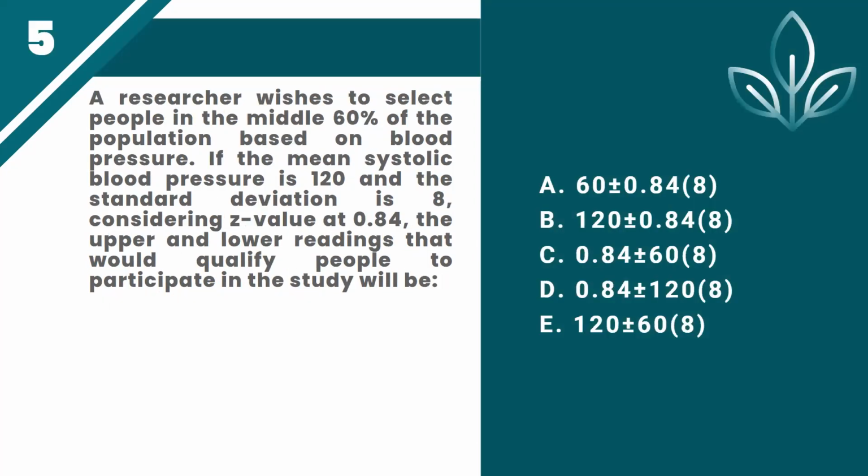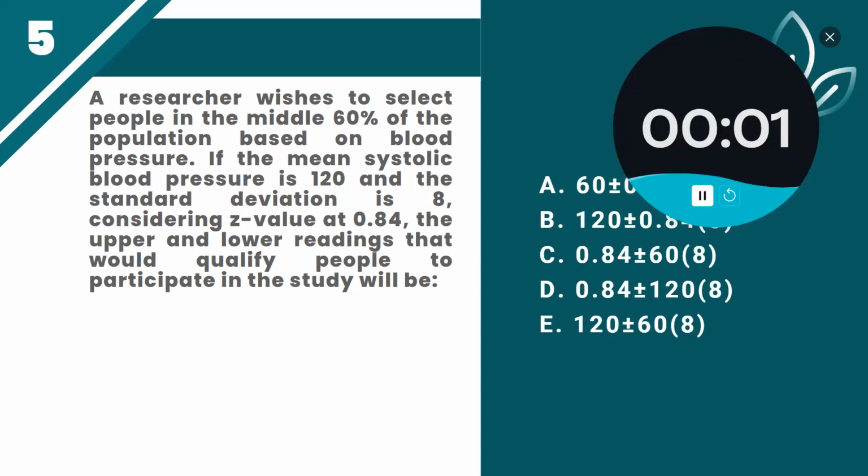A researcher wishes to select people in the middle 60% of the population based on blood pressure. If the mean systolic blood pressure is 120 and the standard deviation is 8, considering Z value at 0.84, the upper and lower readings that would qualify the people to participate in the study will be: A, 60 plus minus 0.84 into 8; B, 120 plus minus 0.84 into 8; C, 0.84 plus minus 60 into 8; D, 0.84 plus minus 120 into 8; and E, 120 plus minus 60 into 8. Anyone?